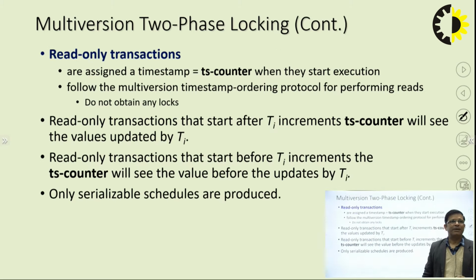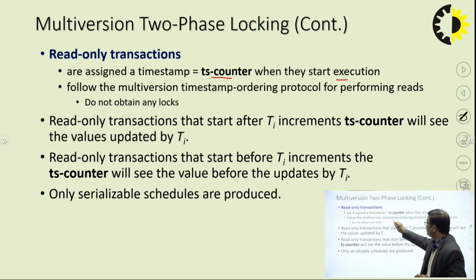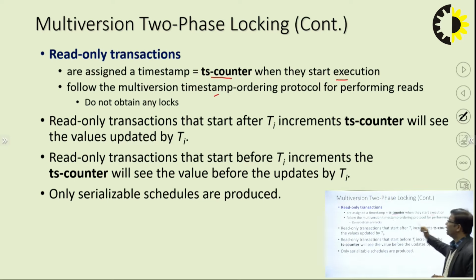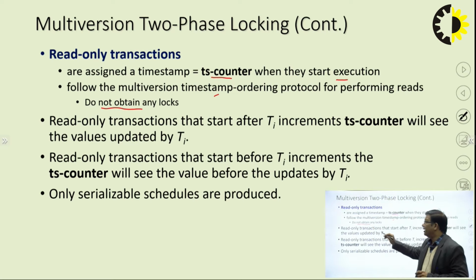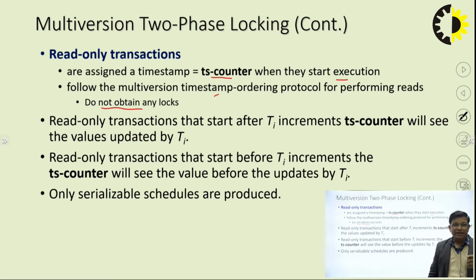Okay. So in multi-version two-phase locking, the next is the read-only transaction. It is basically assigned a time stamping equal to the TS counter when it starts execution, and follows the multi-version time stamping ordering protocol for performing reads and does not obtain any lock. Okay, and a read-only transaction that starts after Ti increments the TS counter will see the value updated by Ti. In this case everything is done in serializable order, so it maintains the serializable schedule.